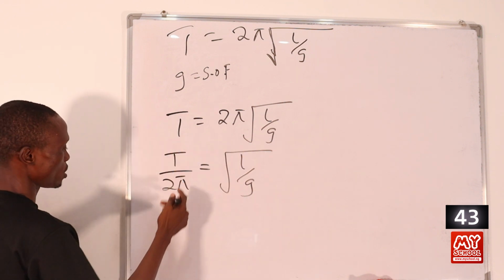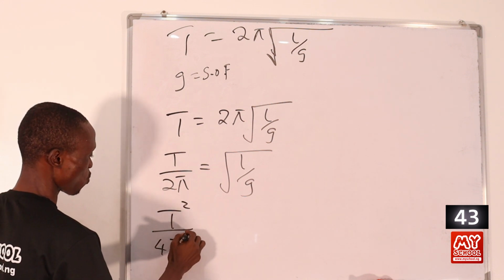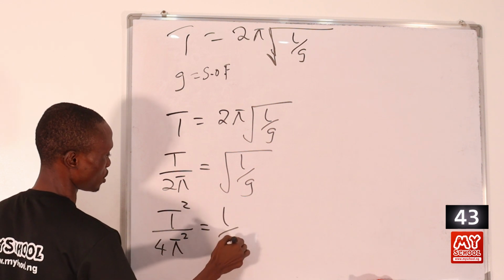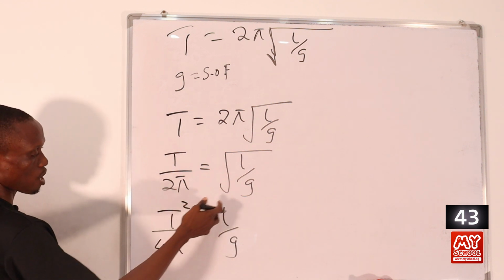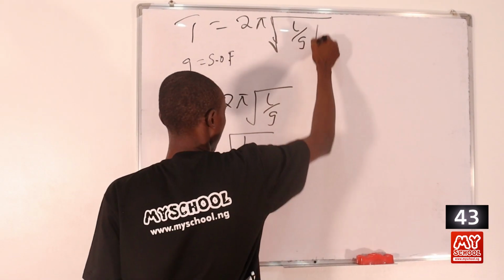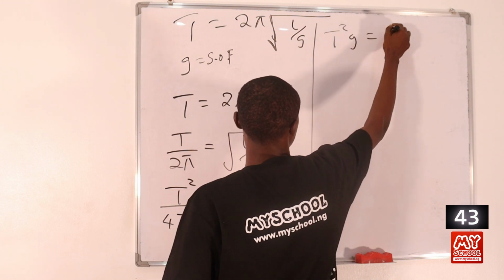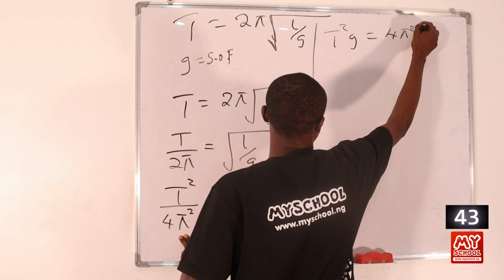Okay, so if I square here, I'll be having t square all over 4 pi square is equals to L all over g, right? So now we have two fractions that are equal to each other, so we can cross multiply. So if we cross multiply, we'll be having t square g to be equals to 4 pi square L.